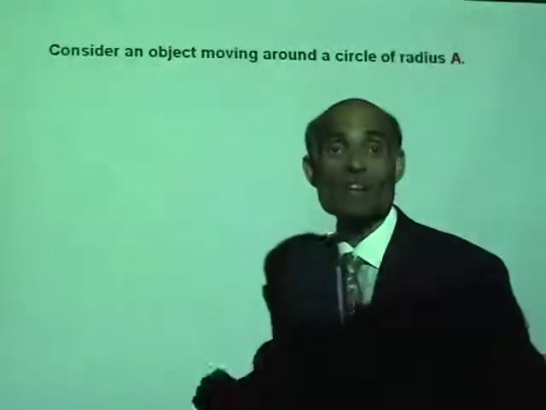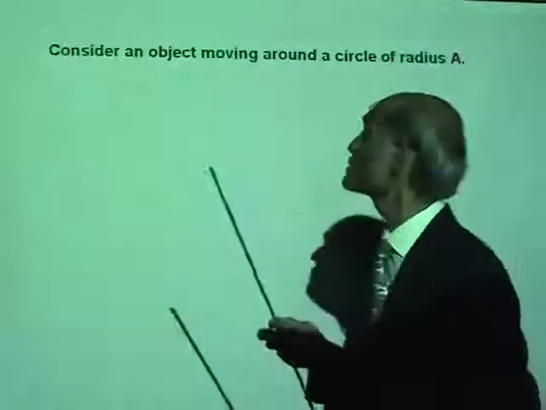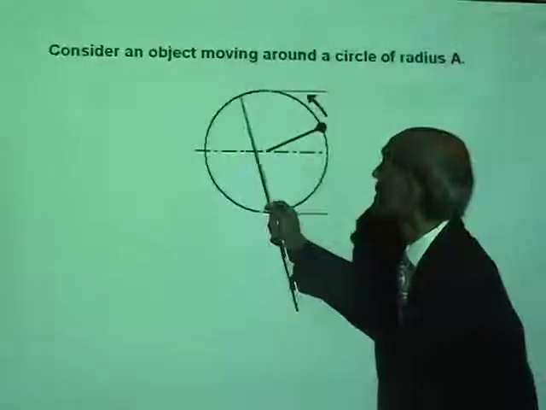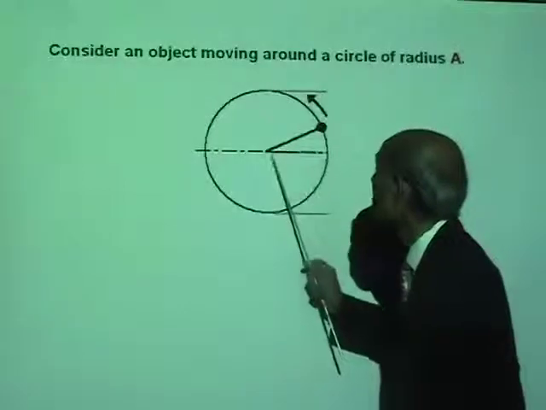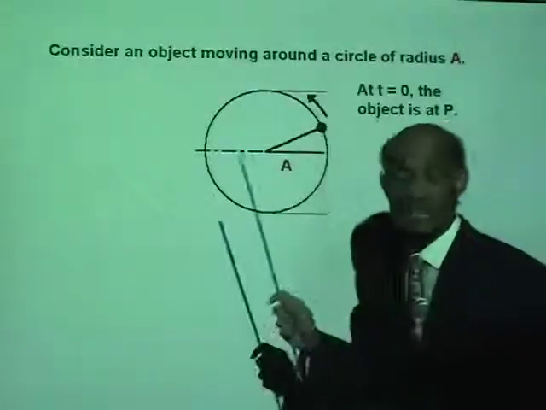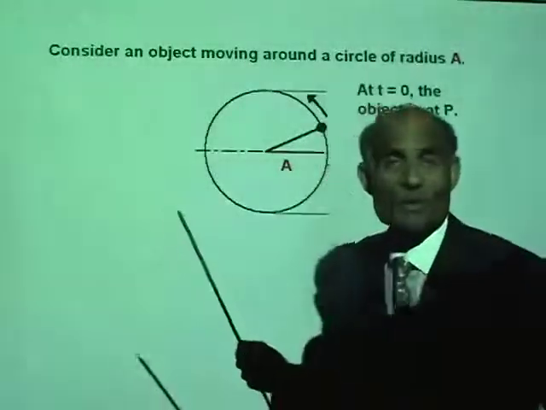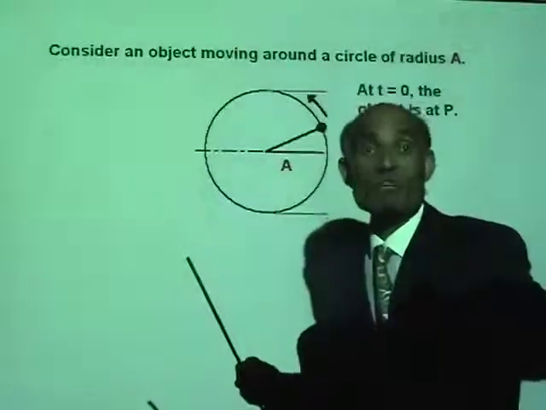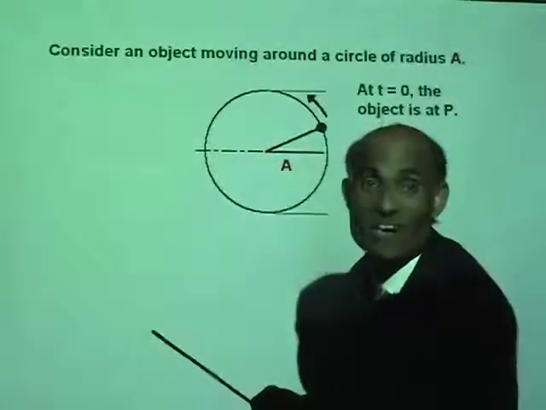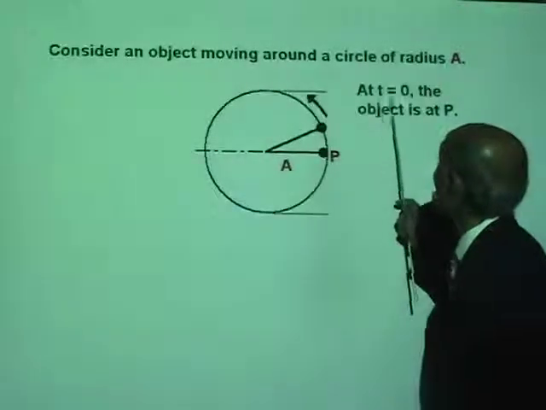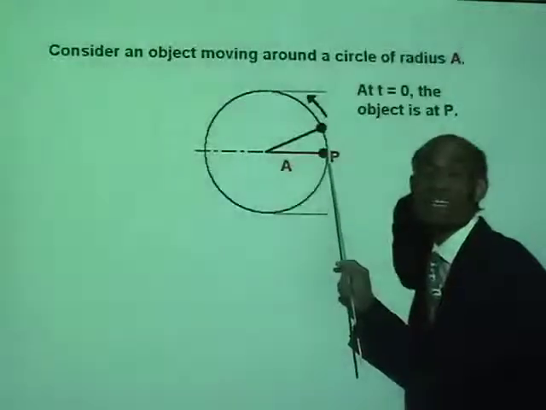Let's look at this. Consider an object moving around a circle of radius a. This is the circle, and this is the radius a. At t equal to 0, what does that mean? We are now going to observe the object after starting a clock. Now t equals 0 means at the instant I started the clock, where is the object? The object is here at P.